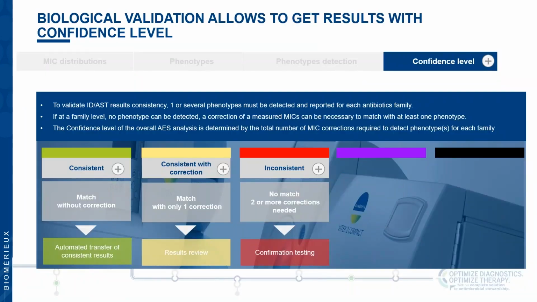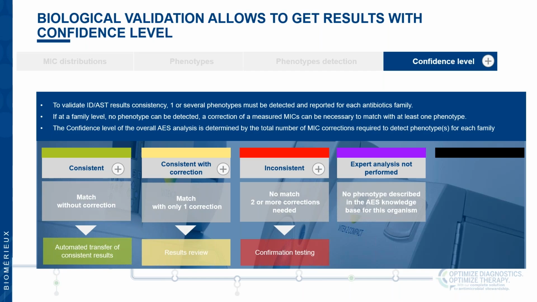Besides the 3 confidence levels that I just described, so the green, yellow, and red, there's also an additional 2, which is the purple and black. So the purple just means that the species identified, for instance, by doing a MALDI ID, has not been described in the AES knowledge base. So it's most likely there's nothing wrong with the identification and there's nothing wrong with the obtained MICs. You just will not get any information for any phenotypes.